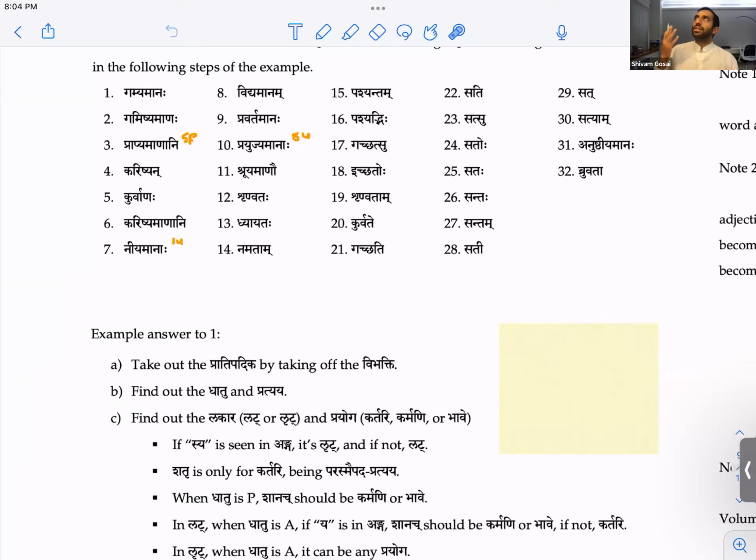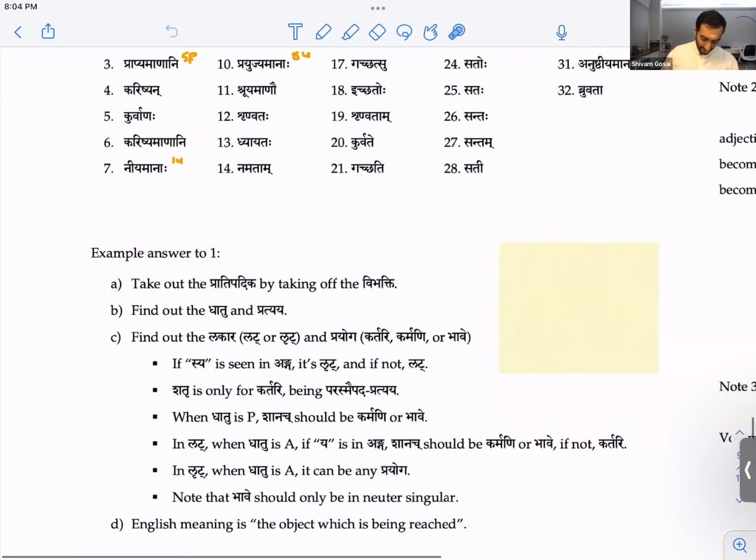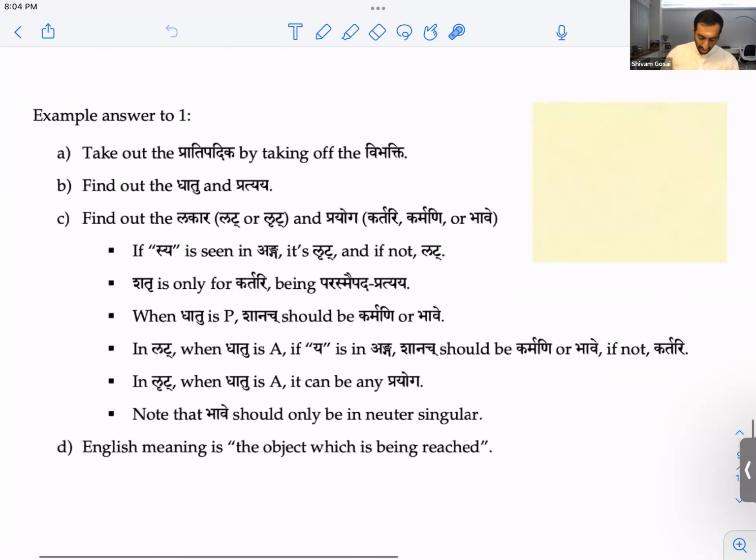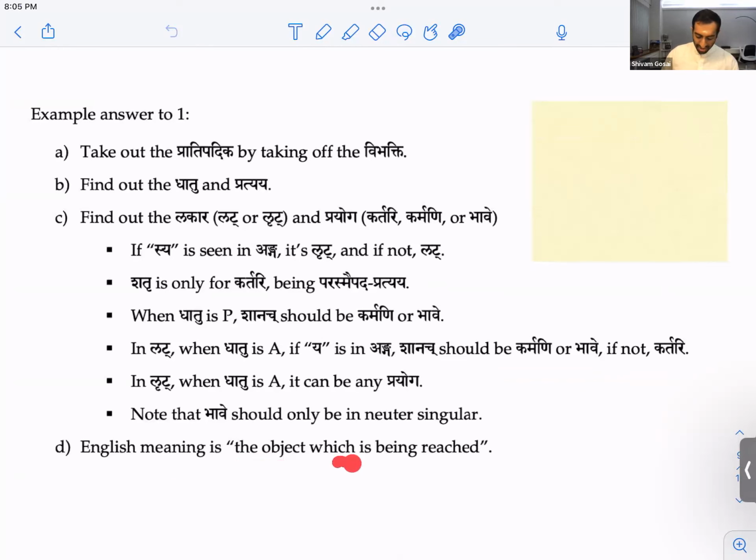But here in karmani, the way they translate it here is actually better. The object, the karma, which is being reached. So it's the object of going, right? The object which is reached. So that's better actually. Sorry about that. Object which is being reached. Gone would be past.